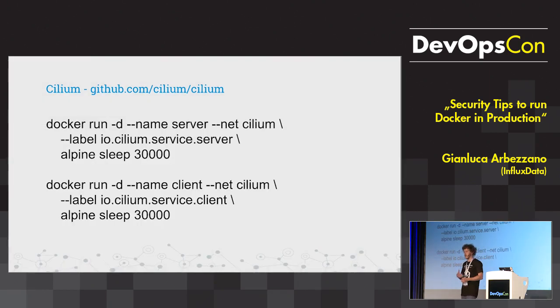Now that I have the network, I can run containers inside that network. You can see that I'm running a container called server in the Cilium network, and I'm adding a label because Cilium works on labels. In this case, io.cilium.service.server is the first one. I'm using another label and running another container, the client. What I'm trying to do is simulate a normal connection between a client and the server. I have two containers with two different labels in the same network. It means that they are good enough to speak with each other because they are together.